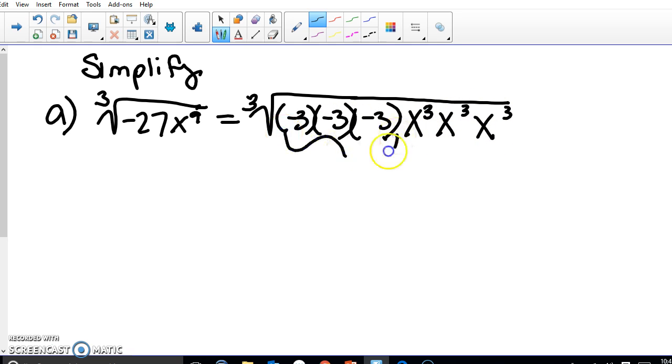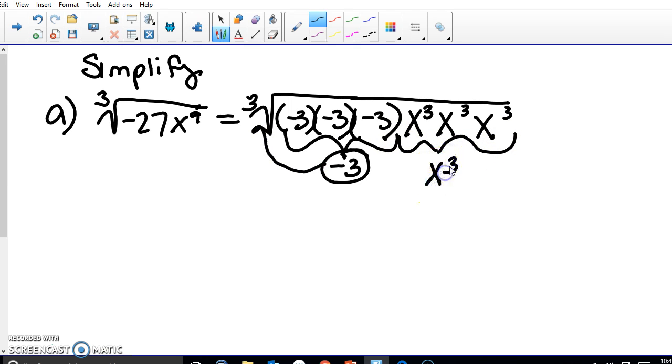Now I have 2 groups of 3. So 3 on the inside makes 1 on the outside. 3 on the inside is 1 on the outside. So I was able to pull out a negative 3x cubed. So the cube root of negative 27x to the 9th is negative 3x cubed.